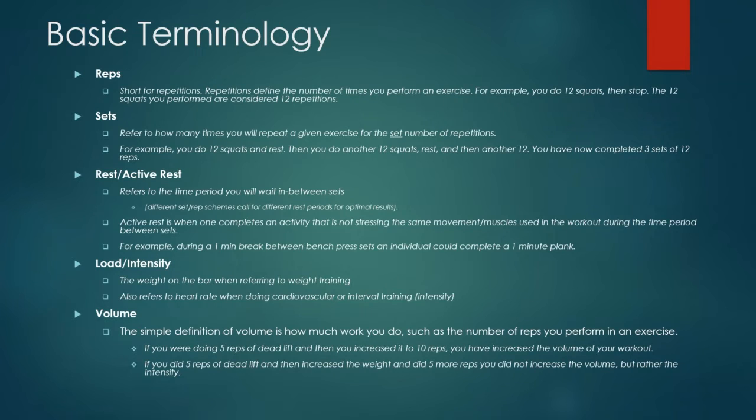Now, sets refers to how many times you will repeat a given exercise for a set number of repetitions. So if I did 12 back squats, I rested, I did 12 back squats again, I rested, and I did 12 back squats again, I have now done 3 sets of 12, okay? So each one of those 12-rep groups is encompassed in my one set. So it's very important to understand what sets and reps are. Sets are the overall, what encompasses all the reps essentially, okay?